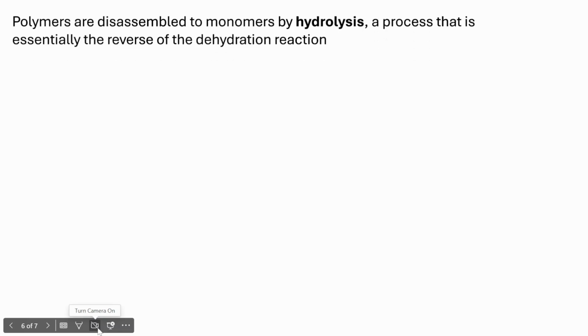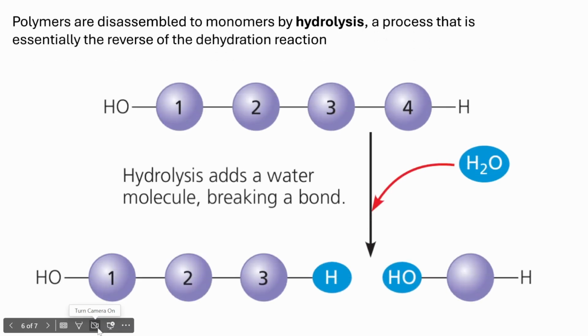Polymers are disassembled to monomers by hydrolysis, a process that is essentially the reverse of the dehydration reaction. Hydrolysis means water breakage. The bond between monomers is broken by addition of a water molecule, with a hydrogen from water attaching to one monomer and the hydroxyl group attaching to the other.